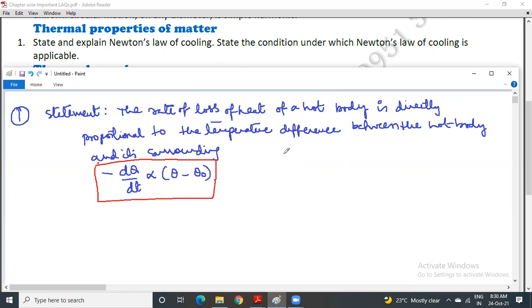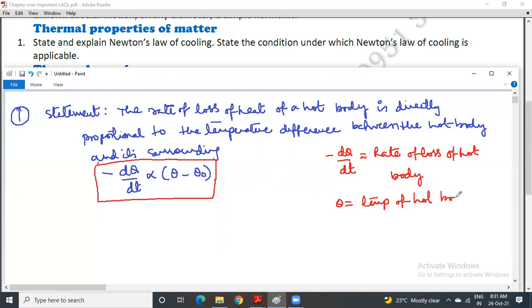Now you can write here, minus dq by dt is the rate of loss of heat of a hot body. That negative sign indicates loss. Next, theta is the temperature of the body, in particular the hot body. Then theta naught is the temperature of surroundings.